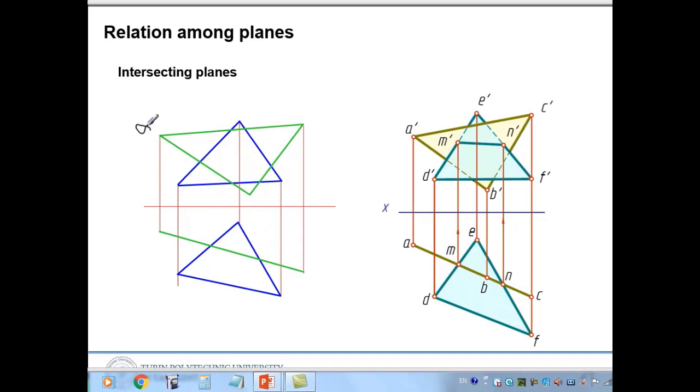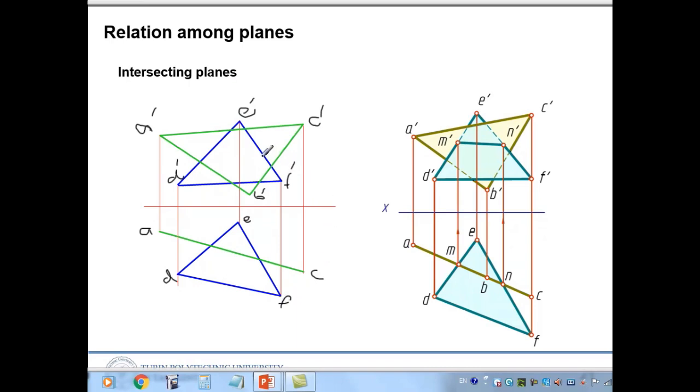So green one is A dash, B dash, and C dash. So that is A and B, A and C, sorry. The blue one is D, E, and F. D, E, and F.